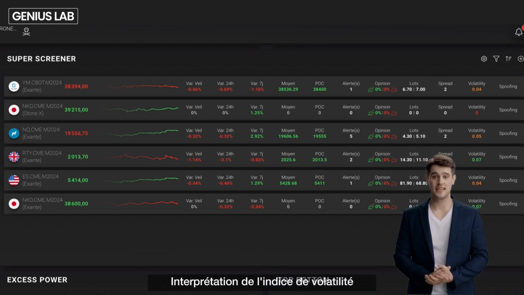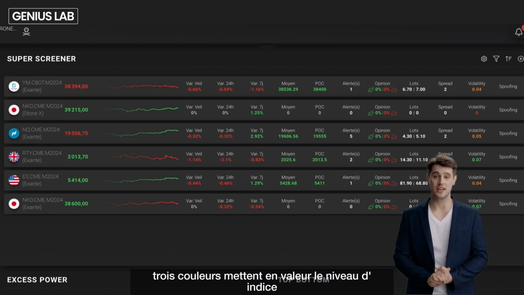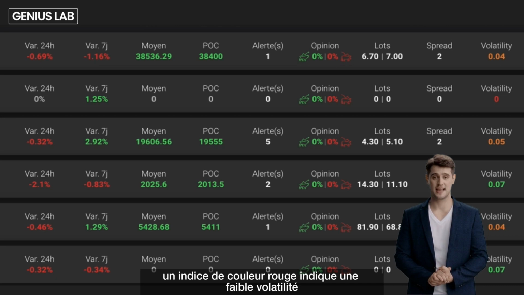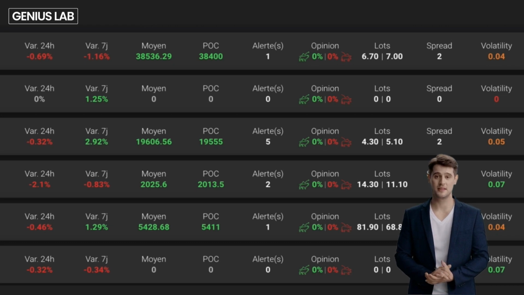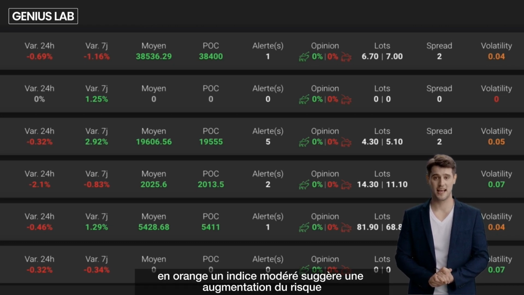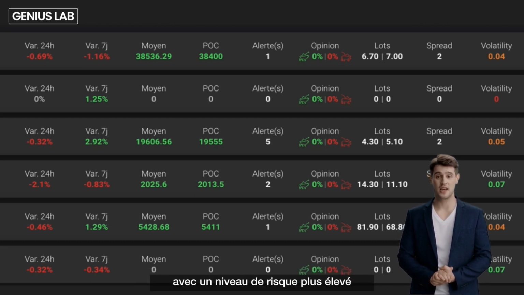Interpreting the Volatility Index. 3 colors highlight the index level. A red-colored index indicates low volatility, signaling relative investment stability. In orange, a moderate index suggests increased risk, while a high green index indicates strong volatility with a higher risk level.